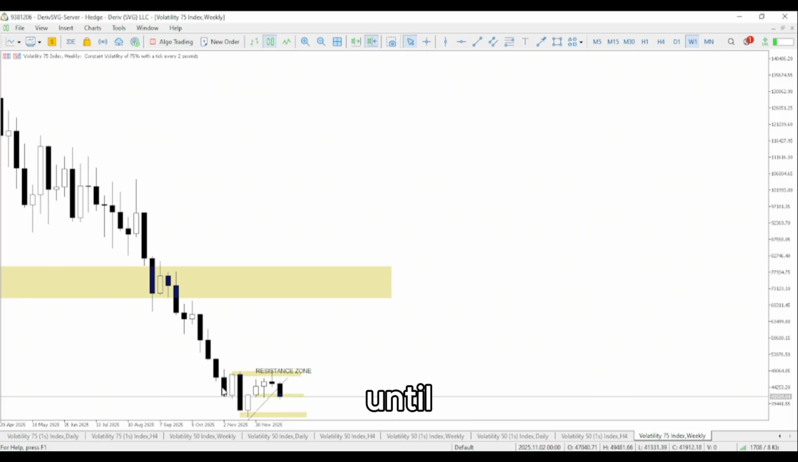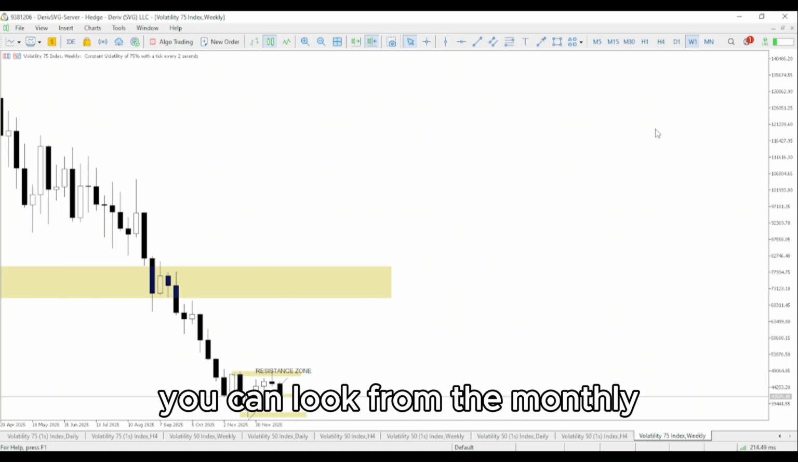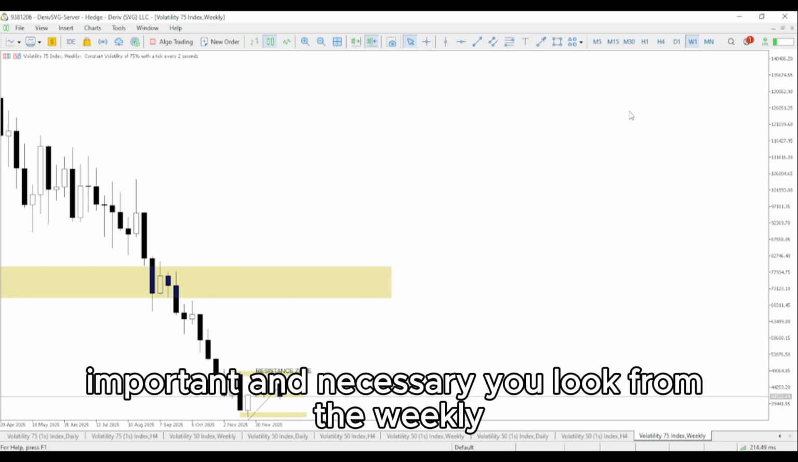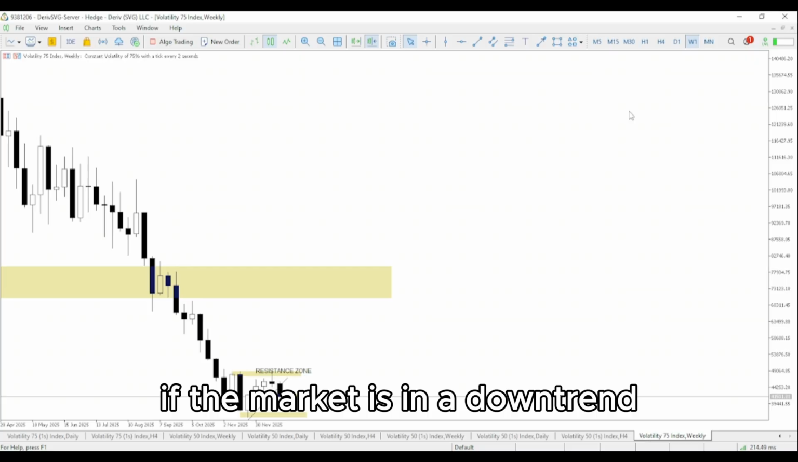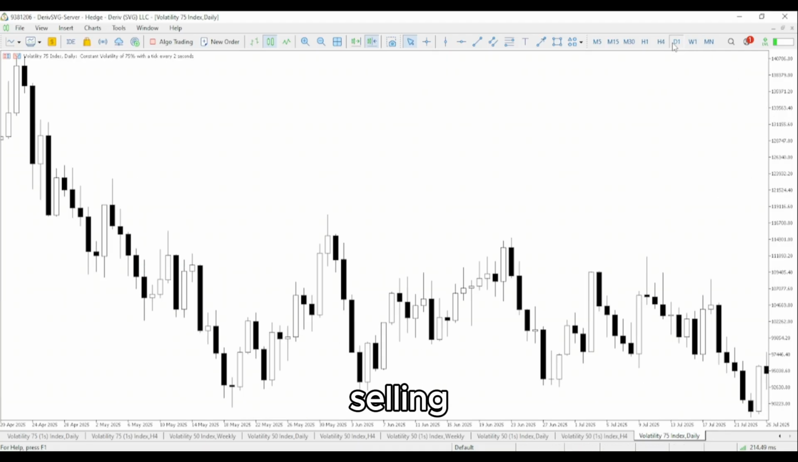You understand? Until a change of structure has happened on the daily time frame, because for you to determine if a trend is up or down, you have to look from the weekly and the daily. You can look from the monthly also, but it is not necessary, while it's very important and necessary that you look from the weekly. So we look from the weekly, the daily, and the 4 hours to determine if the market is in a downtrend, an uptrend, ranging, or choppy. You understand? So the weekly tells us that the market is currently on a strong downtrend. So we ought to look for selling opportunities.